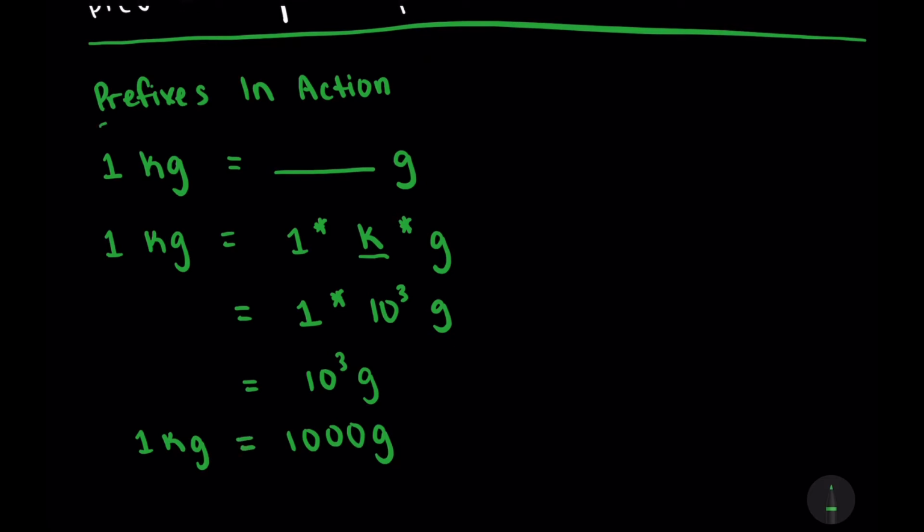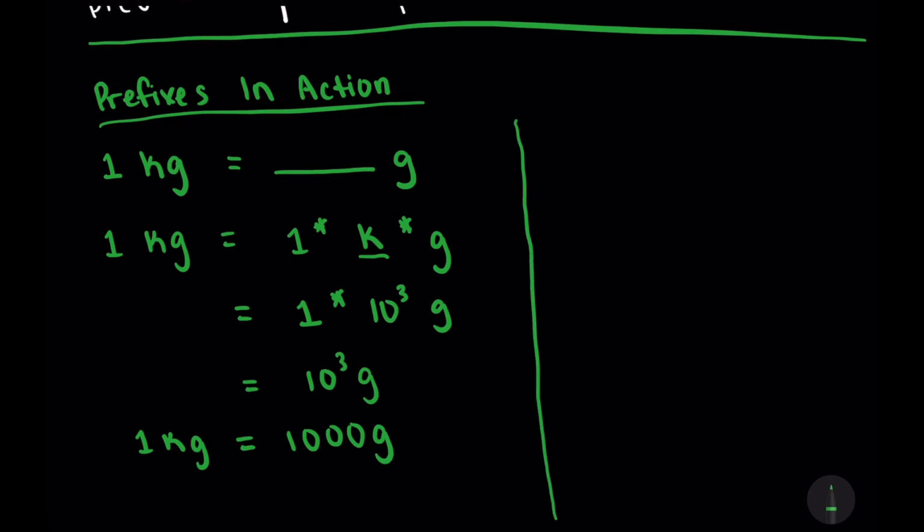So this is an example of our prefixes in action, and what they're doing is saving us time, because instead of having to write out like 1,000 grams, or if it's 10,000 grams or 50,000 grams or whatever it is every single time, we can just write our K and we're able to communicate the same thing.